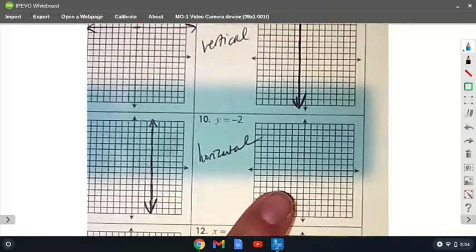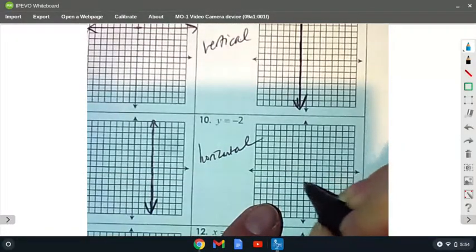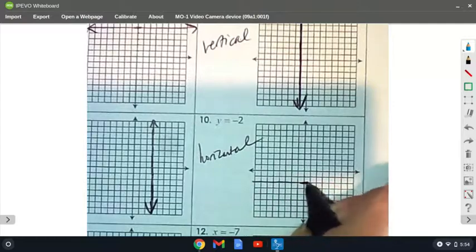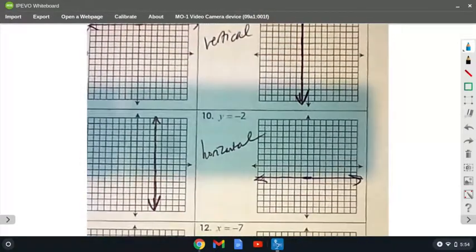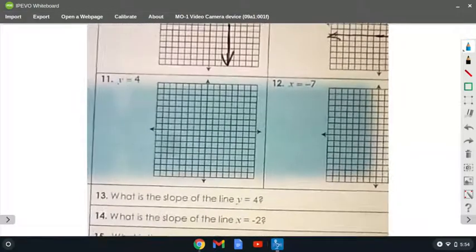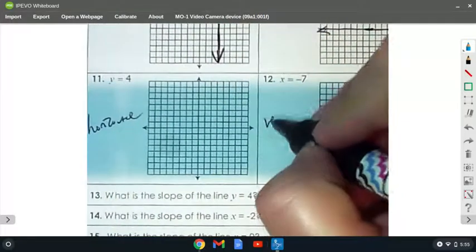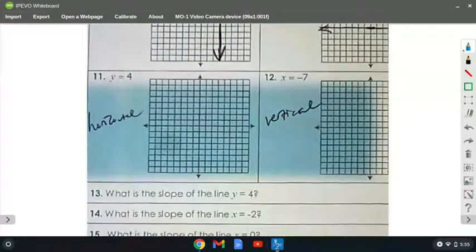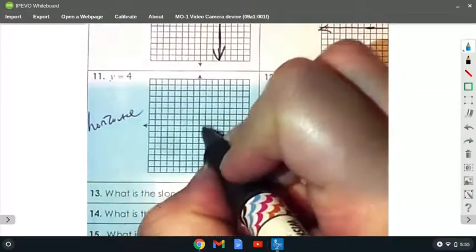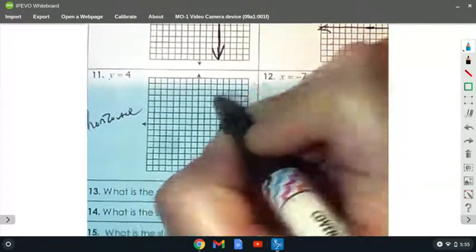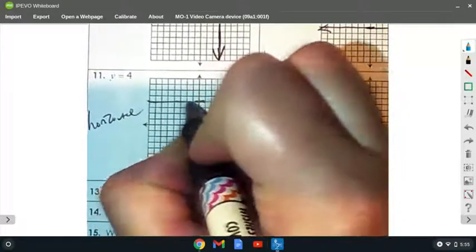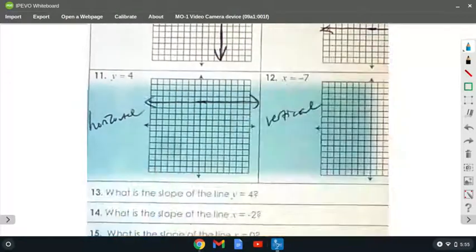Y equals -2. I need a horizontal line going through y equals -2. So I go to -2 on my y-axis and I draw a line going right through that. The last two, I have another y, so this is horizontal. And this one is x, so it's vertical. Y equals 4 is going to go through 4 on the y-axis. So 1, 2, 3, 4. And I'm going to just draw a horizontal line going right through that.